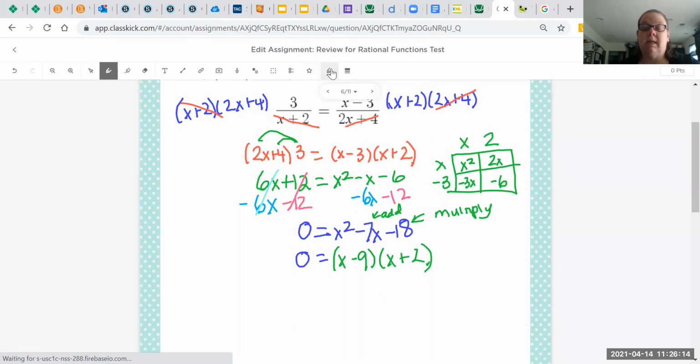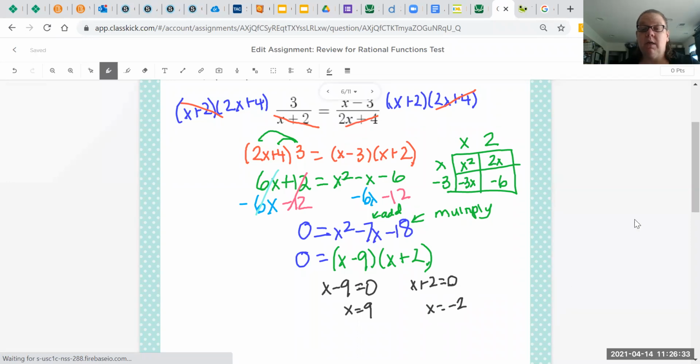So now the last step is to set each of these equal to 0 and solve. So x minus 9 equals 0. X plus 2 equals 0. So that means my answers are 9 and negative 2.